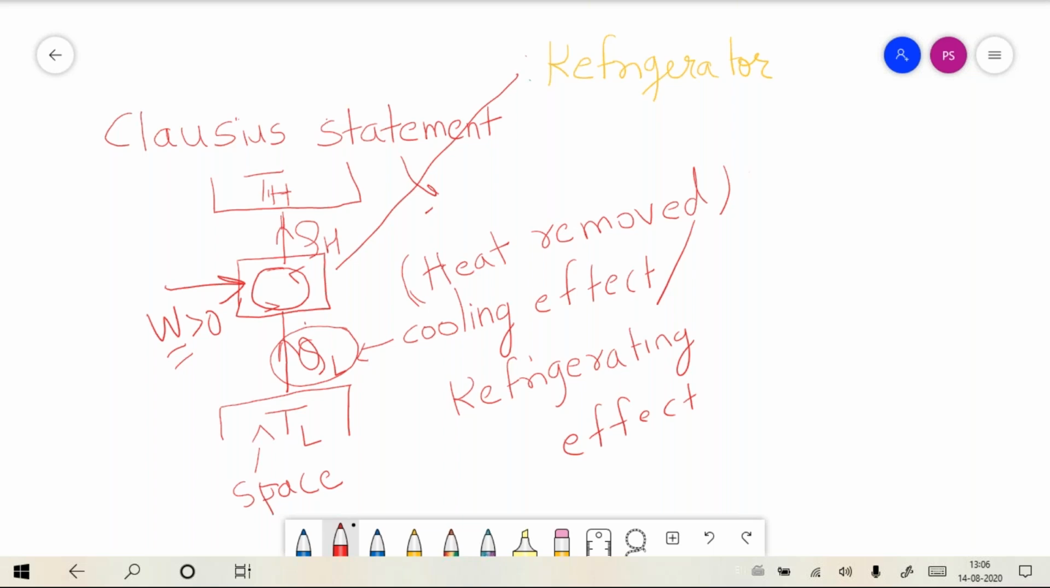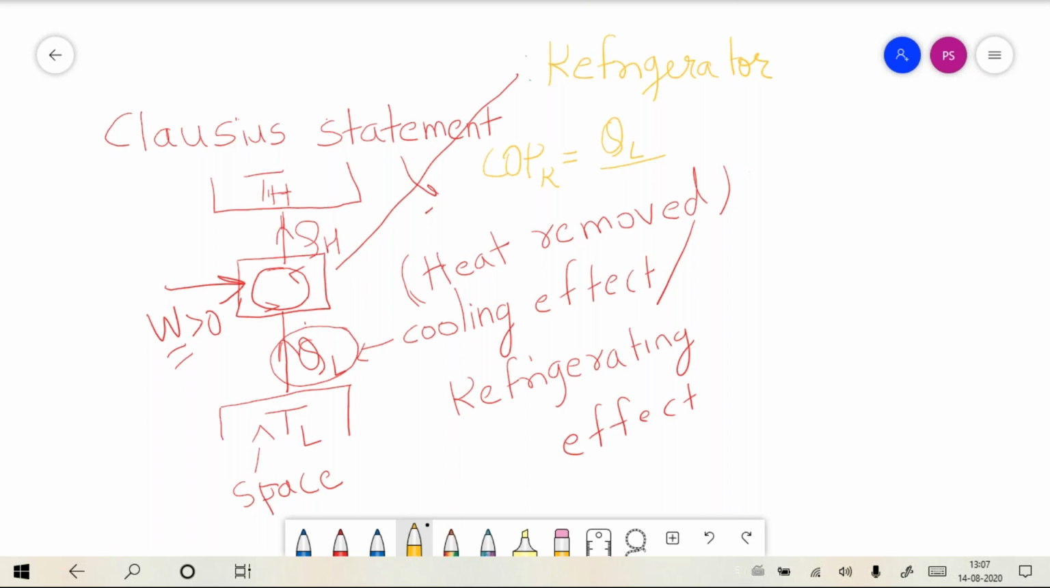We are interested in QL. That is, in other words, the desired effect from a refrigerating system is your refrigerating effect or cooling effect, and that is equal to QL as per the schematic which is drawn. Then, as I said in yesterday's lecture, the coefficient of performance of a refrigeration system is equal to the desired output, which I now explained to you is QL, upon the input which is necessary for achieving this desired output.